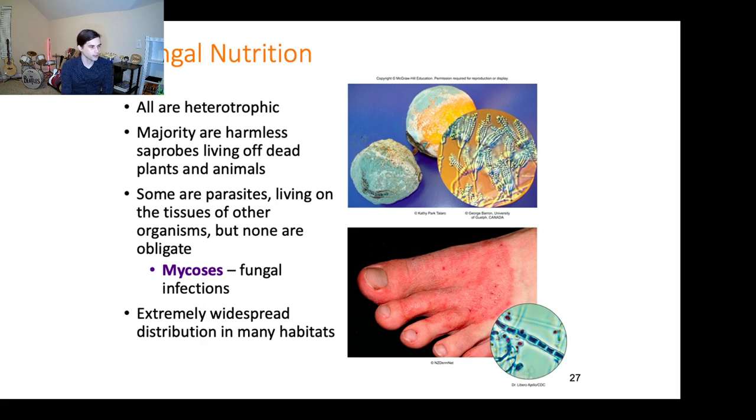So fungi are all heterotrophic. There's no photosynthetic fungus. They look kind of like plants, the mushrooms in your yard, but they're not. They cannot make their own food. They have to get food from some other source. The vast majority of fungus that are out there are harmless little organisms that eat decaying matter.